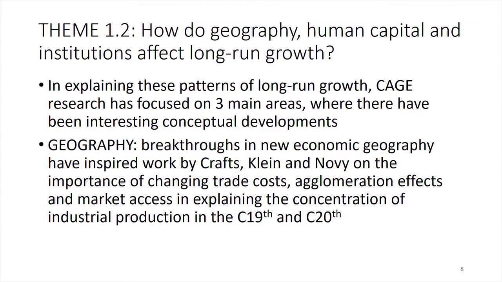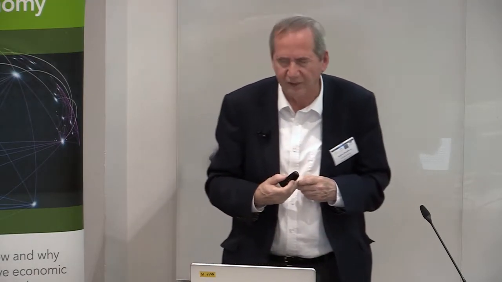That's theme 1.1. Theme 1.2 asks how do geography, human capital and institutions affect long-run growth. So we need to explain these long-run trends. Here at CAGE, as we're going into CAGE 2, having established those trends, we decided to focus on three main areas. Partly that's to do with capacity at CAGE, what people know about and have the expertise to make a contribution here, but also areas where there'd been interesting conceptual developments. And those were geography, human capital and institutions.